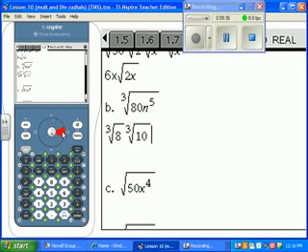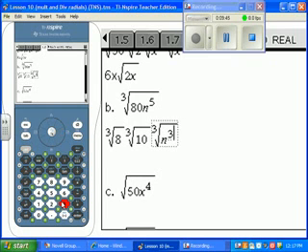Okay? Now we need to break apart n to the 5th. You're going to use the cube root of n to the 3rd, because you can take the cube root of n to the 3rd, right? And what's left over? Cube root of n squared. Cube root of n squared. Good.